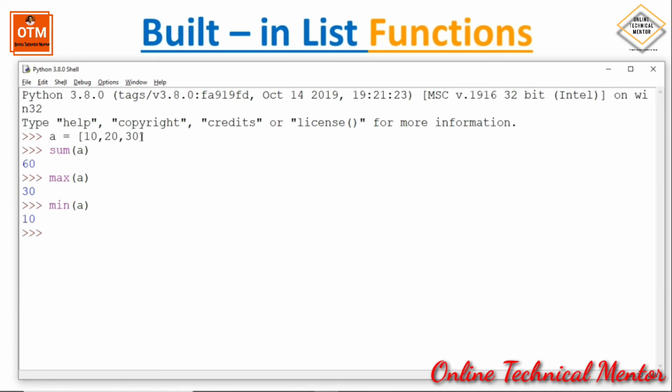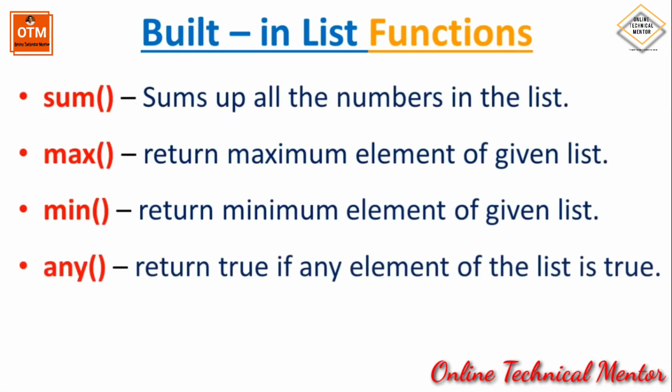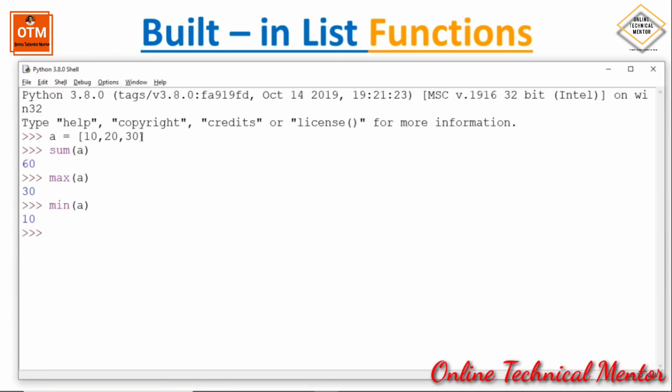Next, any. This is quite useful and widely used in Python programs. This any function returns true if any element of the list is true. Let me show you with an example. One more thing, any returns false if the list is empty or all elements are false. You can think of it as an OR operation.